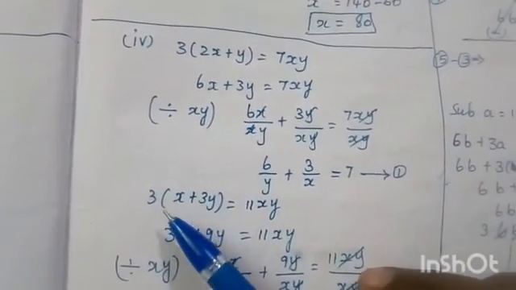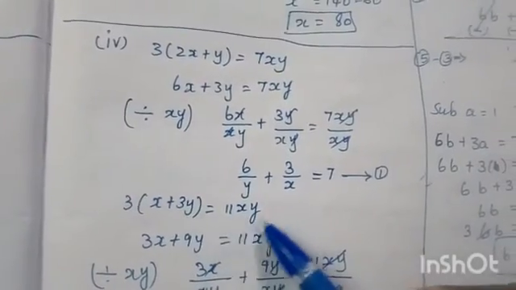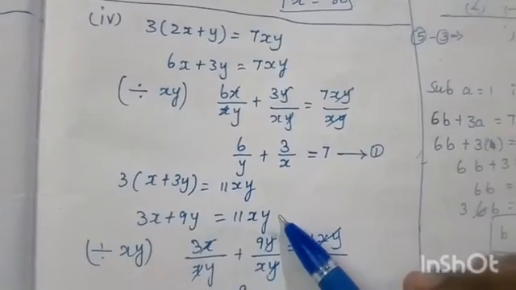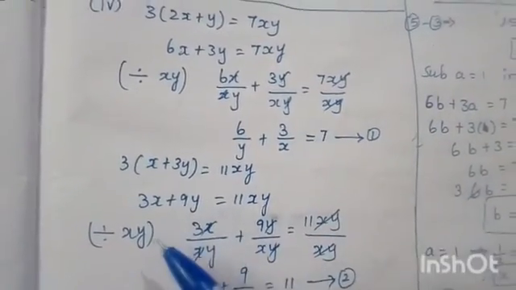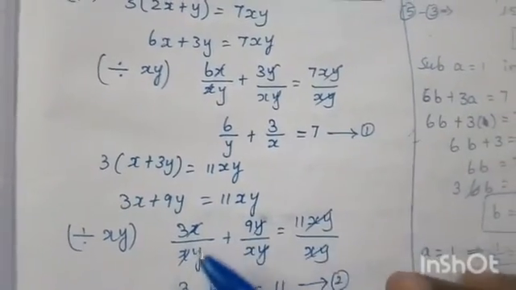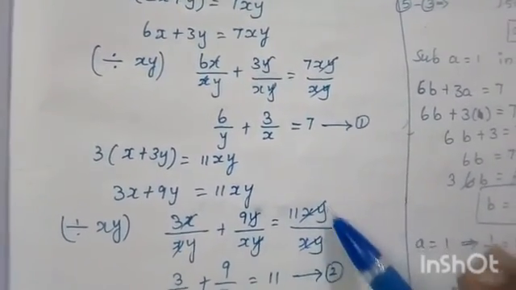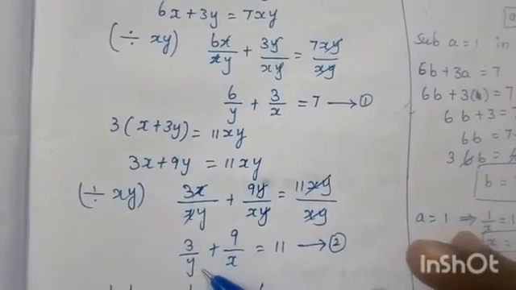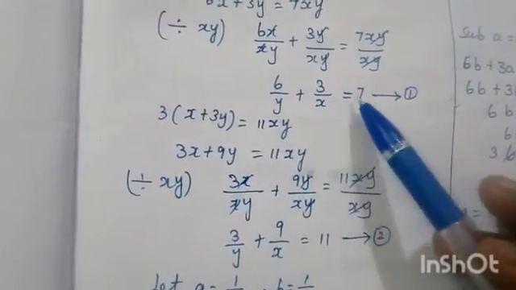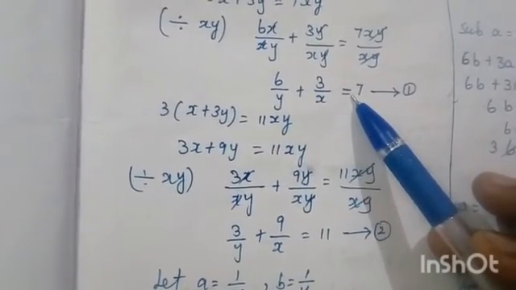Then the given second equation, 3 into x plus 3y equal to 11xy. So that is 3x plus 9y equal to 11xy. Same as the previous step, you have to divide it by xy. So x cancels, y cancels, xy cancels. After cancelling we have 3 by y plus 9 by x is equal to 11. Now we have the fraction form, so you make it into a general form.